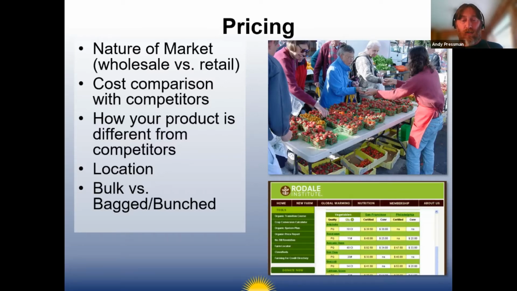there are certain tools out there that can, prior to going to market, give you a weekly understanding of what the going rate is at a terminal market or at the wholesale market. So it's not to say you should charge this, but it can give you a sense going into the market of what the weekly price is based on your location. For example, the Rodale Institute has one such tool.